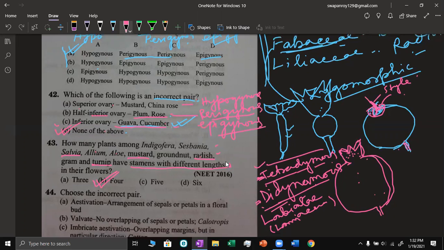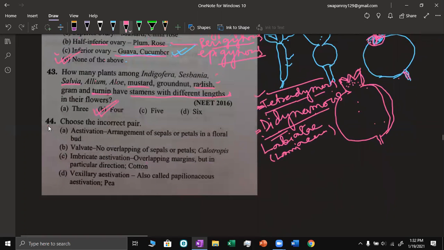So this way also they can ask the question. Next question, number 44. Here, choose the incorrect pair. The taxonomic terms are given along with their definitions or meanings. Estivation, arrangement of sepals or petals in floral bud. Is this correct or wrong? Correct. Valvate, no overlapping of sepals or petals. This is true, valvate has no overlapping.